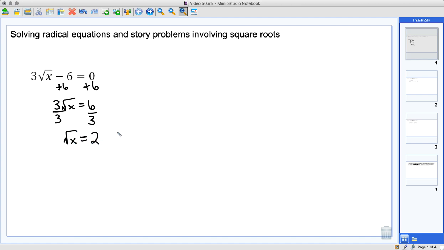I want you to think back to last chapter. What gets rid of or undoes a square root? If you think to last chapter, we took the square root of both sides and it got rid of that square. So here, we're going to square both sides because we want to get rid of that square root. The square root and the square cancel, so I get x equals 4. When you've got your square root by itself, you can square both sides to get rid of it.